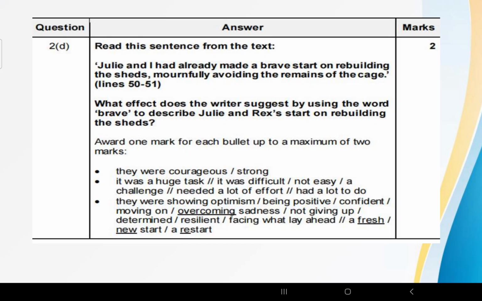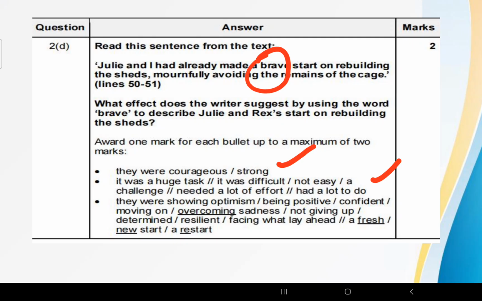One is they were strong, they were courageous, and the word brave is telling us that they were strong and courageous. Okay, simple, very nice. It was a huge task, it was difficult, not easy, it was a challenge for them, needed a lot of courage, a lot of effort, had a lot to do. That's why they were doing that.